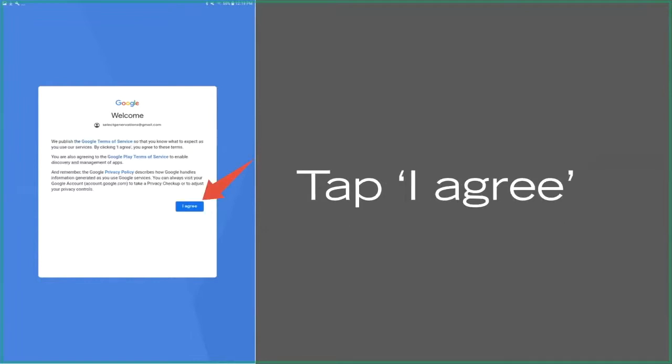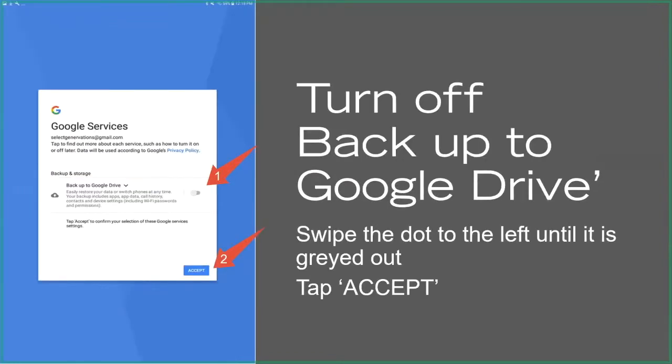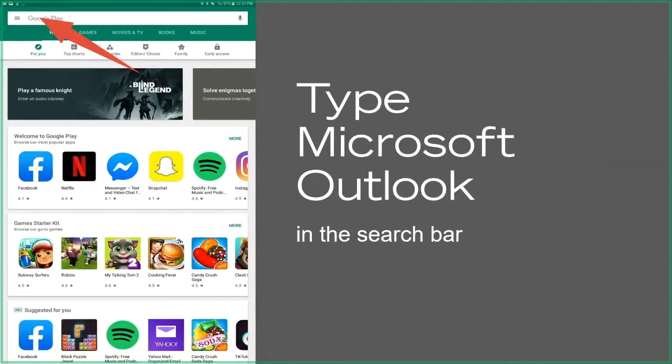You'll need to agree to Google's terms and conditions, and you'll tap I agree. And you can turn off backup to Google Drive, which simply means swiping the dot to the left until it is grayed out, and then hit accept. Now it will open for you the Google Play application. So that app, when you open it, looks something like this. It will always have different apps at the front end, but what you're looking for is the search bar at the top of the screen where it says Google Play.